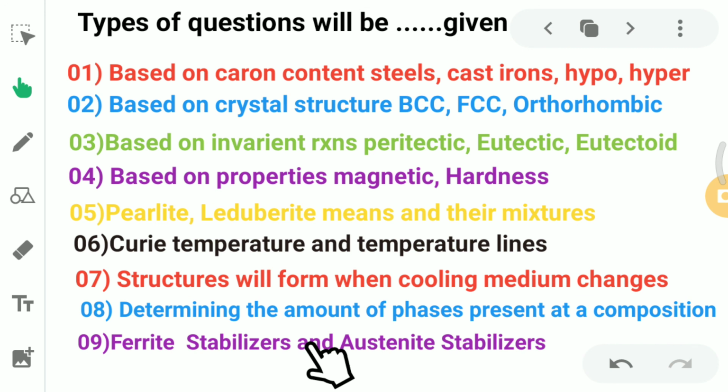And ferrite stabilizers and austenite stabilizers. Which one is a ferrite stabilizer and which one is an austenite stabilizer? What are their roles? What will they do to the A3 temperature, A4 temperature, ACM temperature? What will ferrite stabilizers do, and what will austenite stabilizers do? You need to remember this, friends. Ferrite stabilizers are chromium, vanadium, tungsten; these are BCC in crystal structure. Austenite stabilizers are FCC in crystal structure. Those are copper, nickel, manganese, this kind of elements.